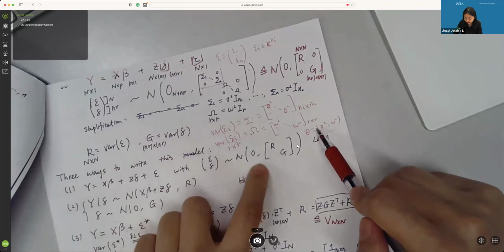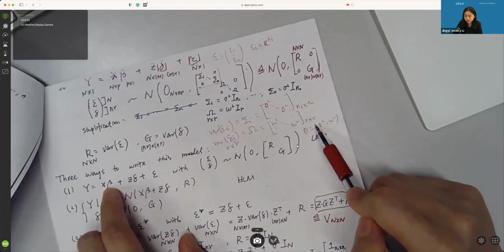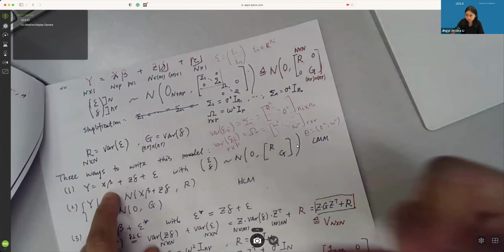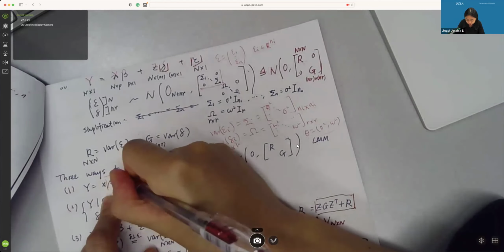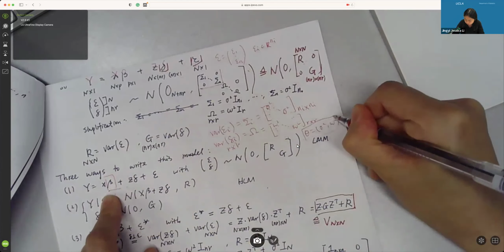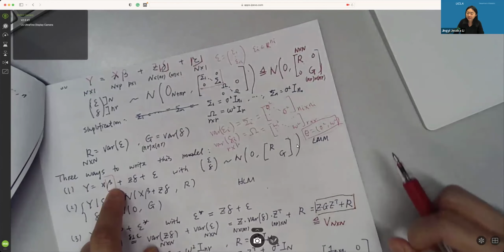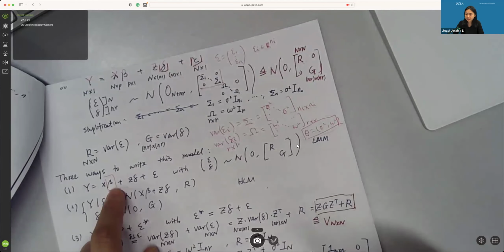Okay, so if we have this formulation, then the parameters we need to estimate in this linear mixed model will be two things. One is this theta, one is this sigma. If you can estimate both, then you have the model estimated. Does that make sense?